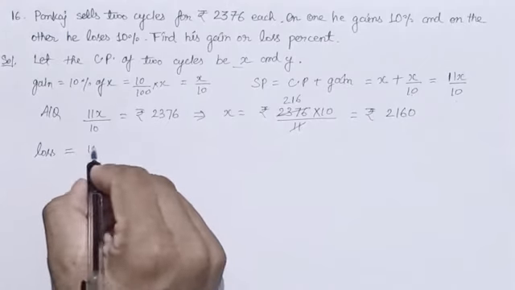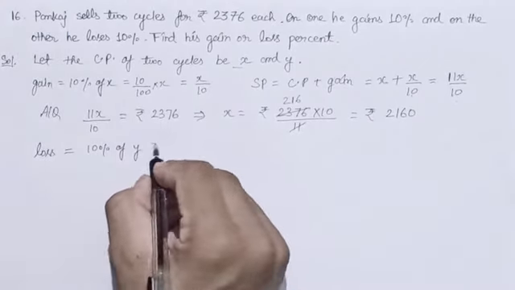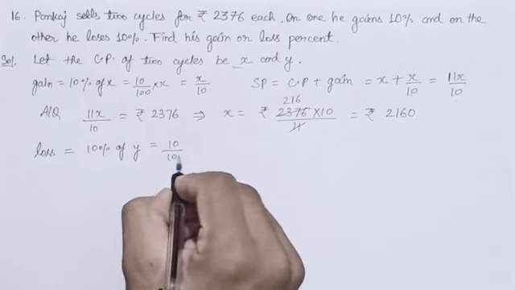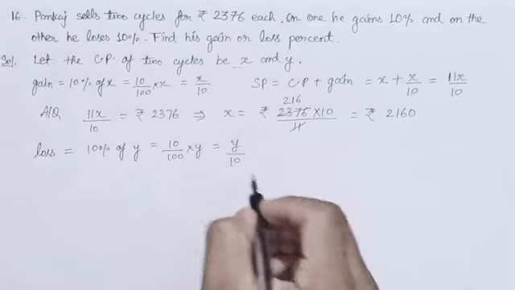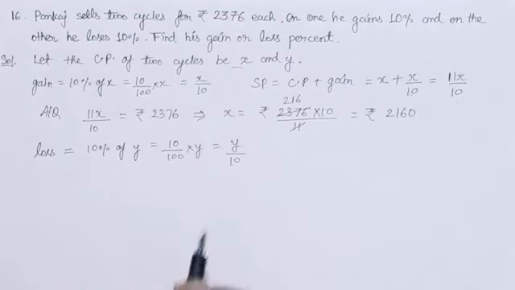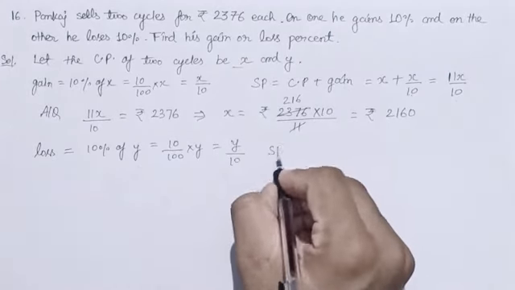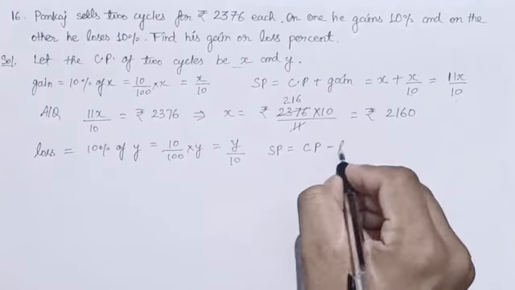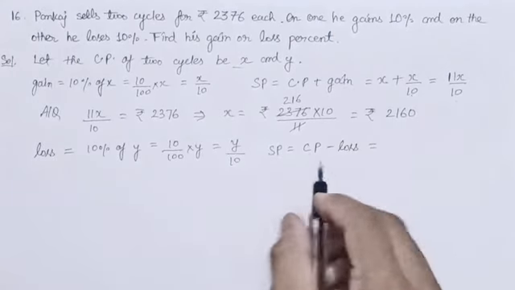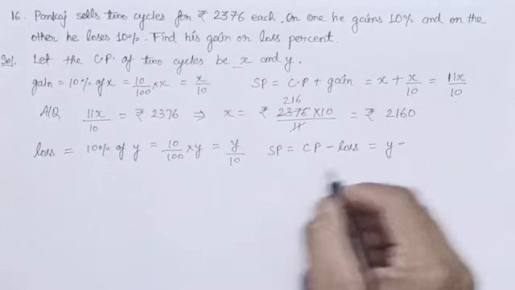Loss is equal to 10% of y, so it is equal to 10 by 100 into y, which is y by 10. And again, students, you know that whenever there is a loss, then SP is calculated by CP, that is cost price, minus loss.